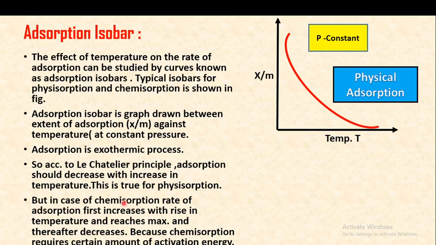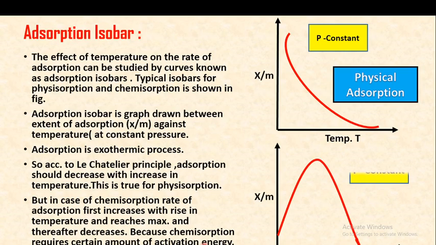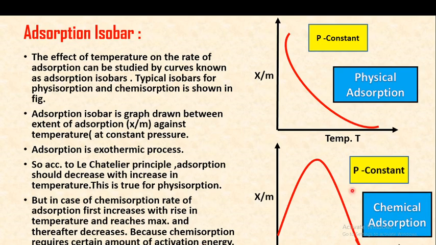But in the case of chemisorption, that is chemical adsorption, what happens? The rate of adsorption first increases with rise in temperature, then reaches the maximum and again decreases. Because chemisorption requires a certain amount of energy called activation energy. So if we plot a graph of x upon m versus temperature, we get a graph like that, and this is a graph for chemical adsorption.